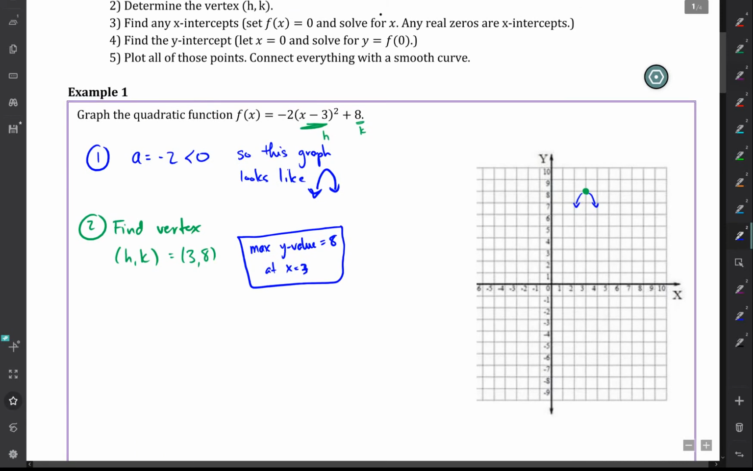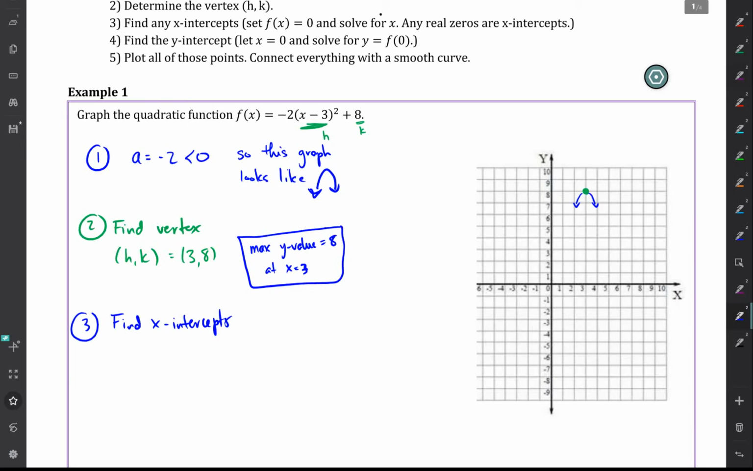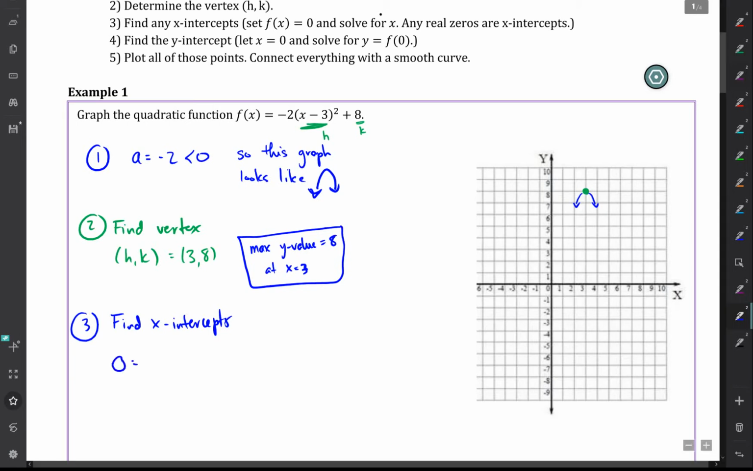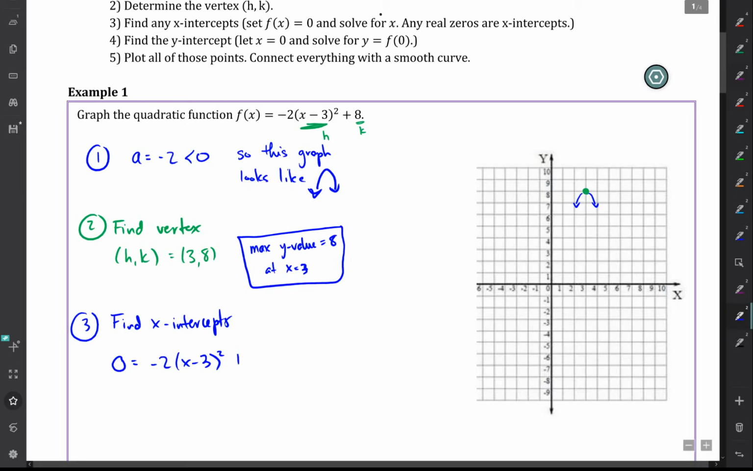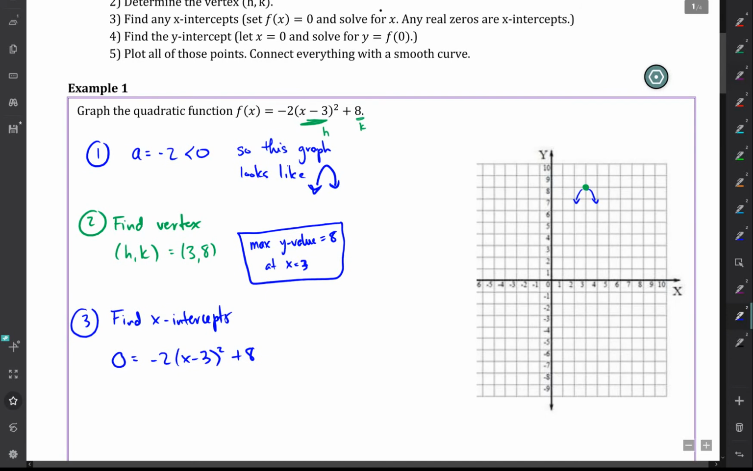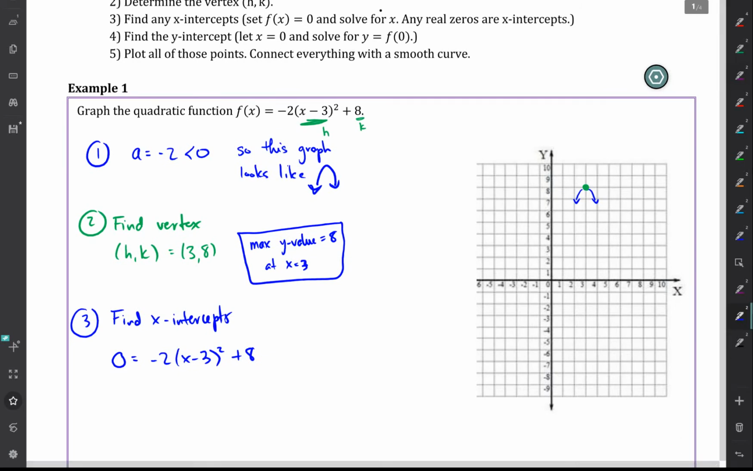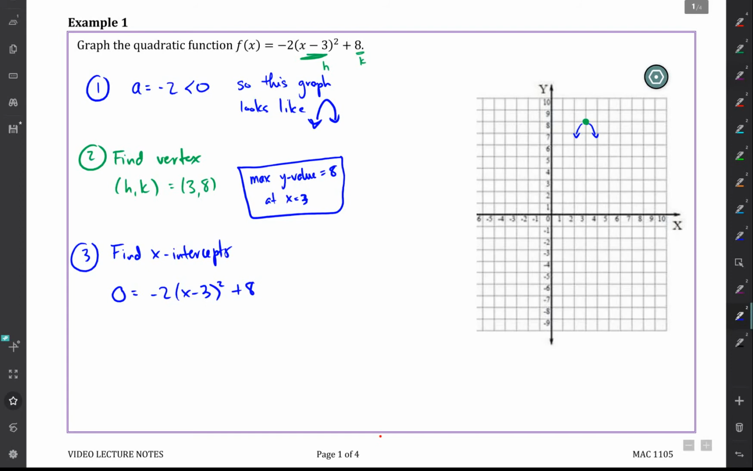Okay, now step 3 says to find the x-intercepts. And you know how to do this already. Because if you think about it, what are we asking when we want to find the x-intercepts? We want to know what happens when y is 0, right? So you're setting f of x equal to 0, and you're solving the equation 0 equals -2 times the quantity x minus 3 squared plus 8. And to do this, you want to use the square root property for quadratic functions.